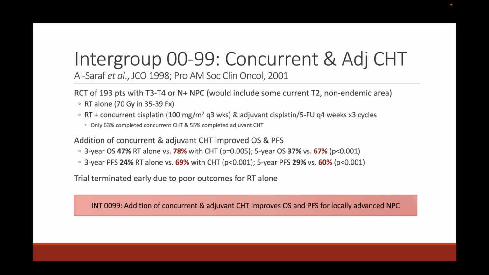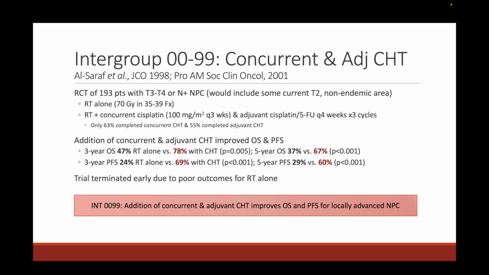So this is a fairly old trial. It was initially published in 1998 with an update in 2001. But this was a trial of just under 200 patients with T3 to T4 or node-positive nasopharyngeal cancer. And they called it stage 3 to 4 nasopharyngeal cancer. It might have included some modern-day T2 tumors.